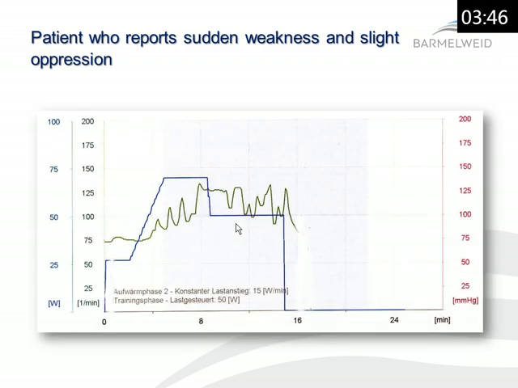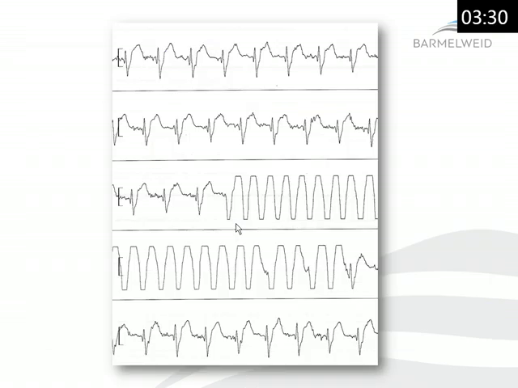or this patient who has had sudden cardiac symptoms, who reports sudden weakness and slight oppression on the chest. You see that he has a very strange behavior of his heart rate. He had to lower his exercise intensity because he did not feel well. He had this sudden weakness, this oppression, and if you look at the ECG, you see that all of a sudden he has small ventricular arrhythmias, which you detect with monitoring and which you would not if you don't have this.